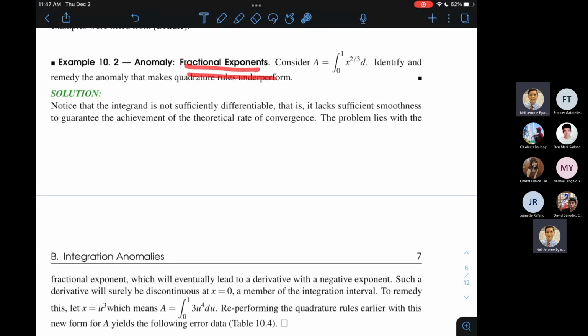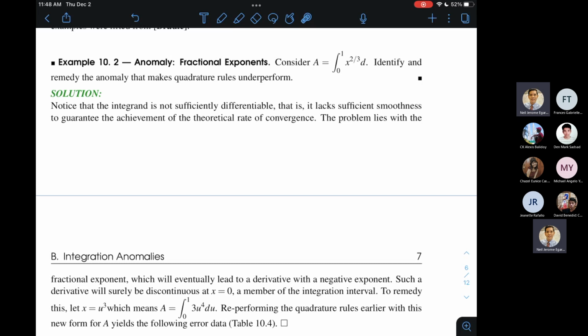Pag meron tayong fractional exponents. Pag meron ka kasing fractional exponents, nagiging hindi differentiable yung function. Actually, kailangan ba ay... yeah. Usually nagiging problema siya sa fractional exponents kasi pag fractional exponents, posibleng yung denominator ay magkaroon ng radical. Tapos yung radical, especially if the index is even, nagiging hindi siya differentiable sa zero. Alright? Actually, basta pala nagkaroon ng x sa denominator, hindi na siya magiging differentiable sa zero, no?